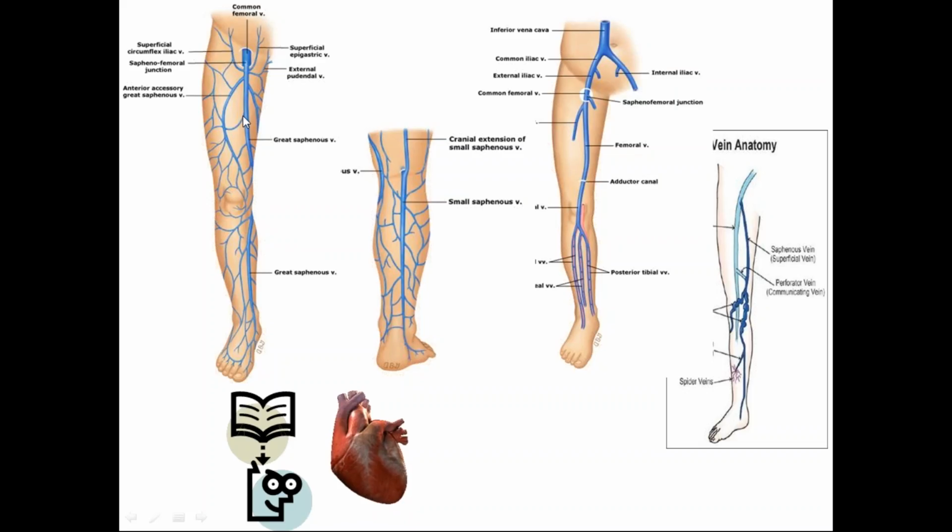If we have a great saphenous vein, we have a small saphenous vein. And the small saphenous vein is going to start from the calf. This is the leg. And here the calf. So the lesser is going to start in the calf here, and it is going to drain into the popliteal vein.